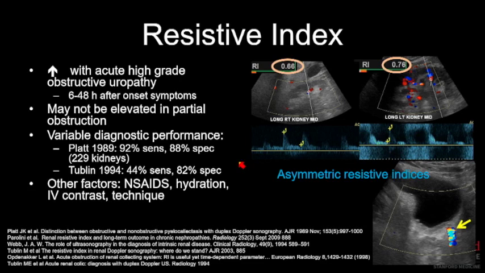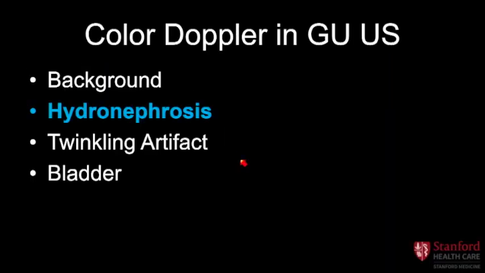So we think that the resistive index in the setting of obstruction is affected by other things, such as NSAIDs that can cause vasodilation and then cause your resistive index to decrease. The degree of hydration, whether you got IV contrast, that can affect your kidneys, and then your imaging technique, like I just showed you with the clock phase jitter, that can cause errors in your resistive index measurement.